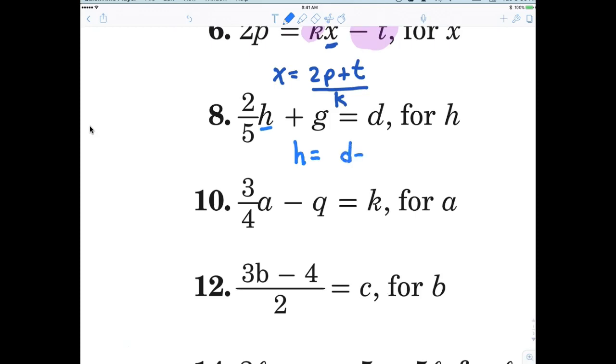I think everybody can agree it's just d minus g to start out, right? Because I moved the g over. And then he multiplied by 5 halves. Now, the only thing you're wrong on there, buddy, is it needs to have a what? It needs to have parentheses. Right? Because you're multiplying the whole quantity d minus g by 5/2.